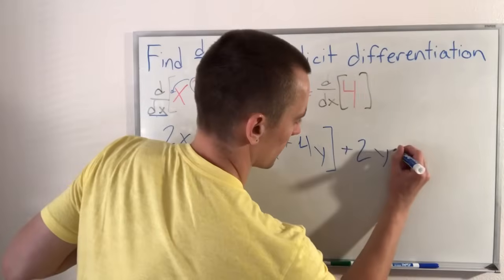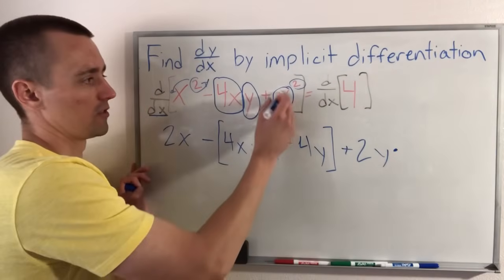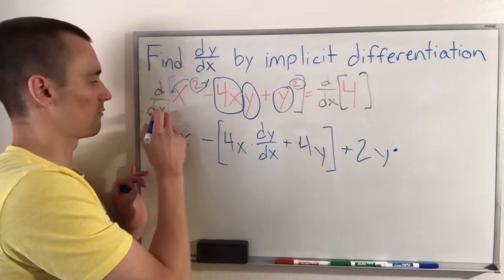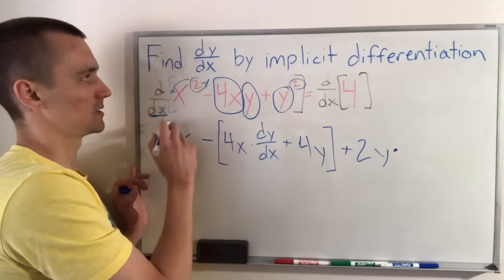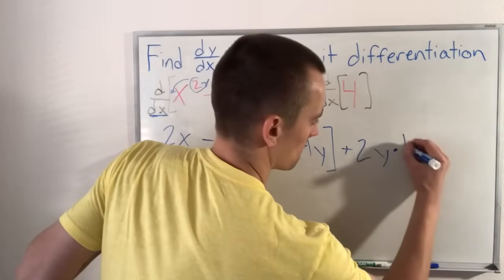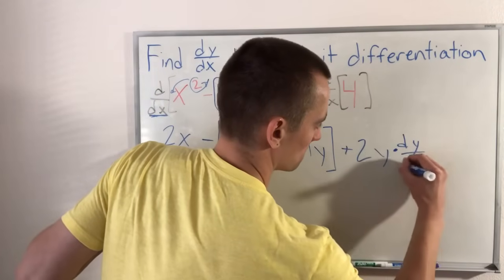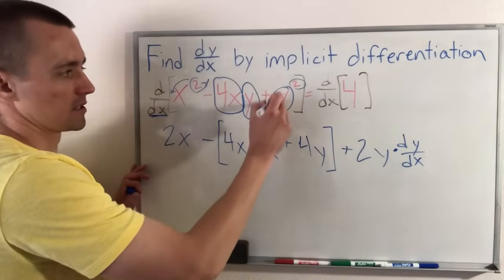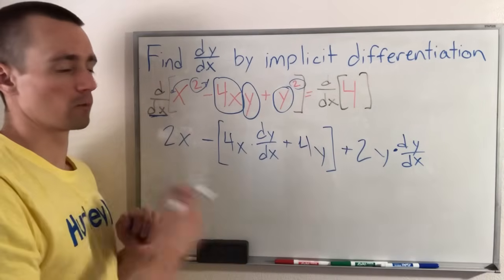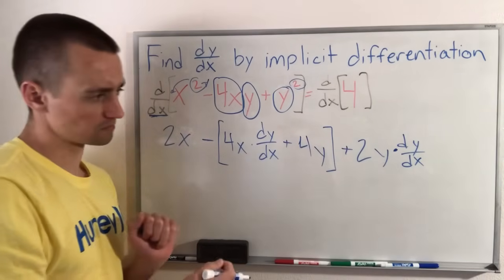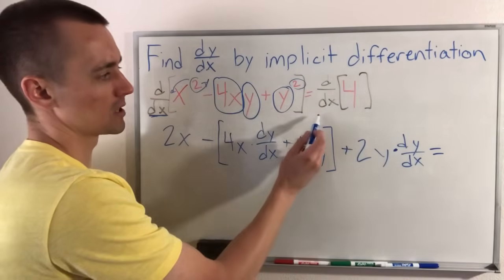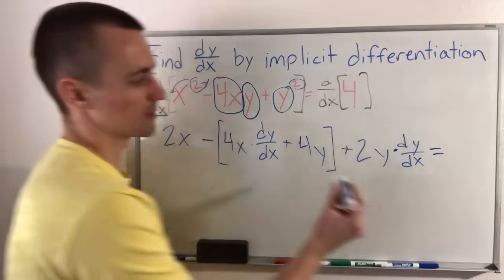And then we'll multiply that by the derivative of the inside. So the inside is y. The derivative of y with respect to x is dy dx. So 2y dy dx is the derivative of y squared when we're taking the derivative with respect to x. And then we'll keep over on our other side of our equation, the derivative of a constant is just 0.